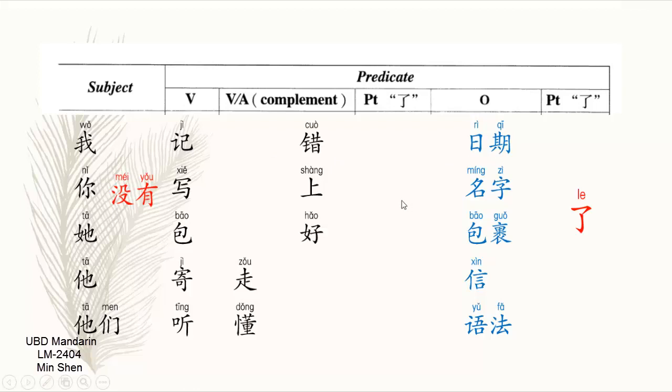Yeah, and then the le disappears. Why? Because since you already said haven't or didn't do it, you don't really have to use this le, because 没有 already means haven't done it or haven't completed, didn't do it. Then if you still say 了, 我没有记错了日期了, it sounds too repetitive. The three components somehow show the same meaning about completed or realized something, right? So if it's negative, normally we don't use the particle 了 anymore. However, if you use it, it's not wrong. It just sounds very repetitive.